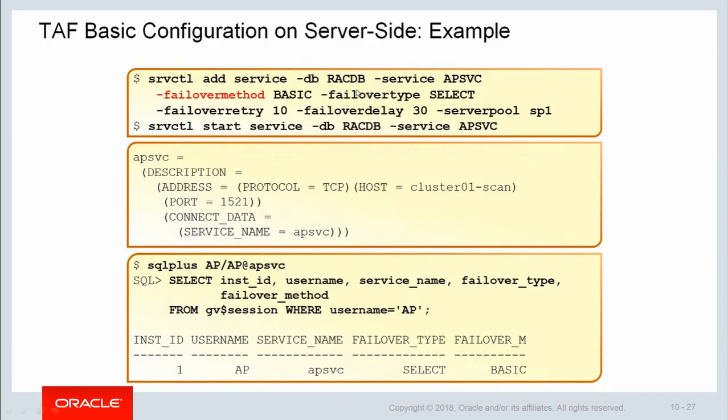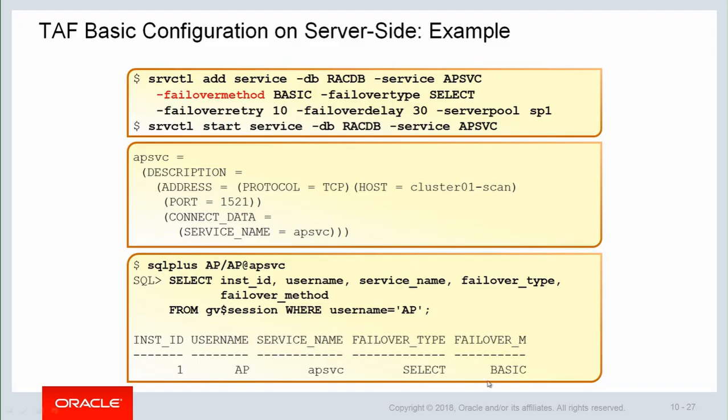In the old version, we had to add a TAF configuration on the client side. So that was too much work. Suppose that you have 1,000 clients. Then you have to update the client net configuration files across 1,000 client machines. If you have a small change, you had to update all 1,000 client machines. But now we can configure TAF on the server side using SRVCTL. It's a lot easier to manage.